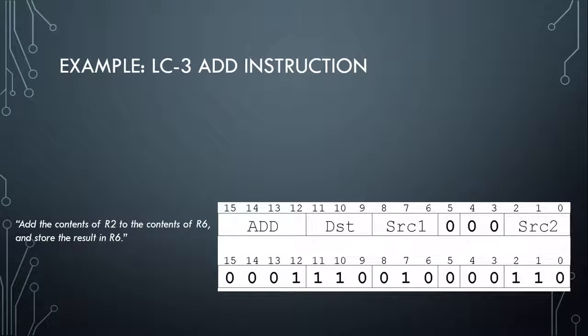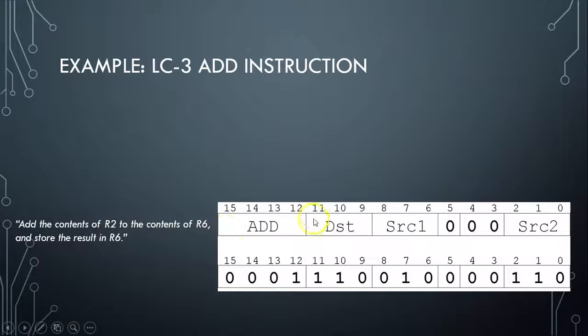So here's a quick example with the LC3 of an add instruction. If you remember, the LC3 uses 16-bit instructions. That means those first 4 bits, at positions 15, 14, 13, and 12, are the thing that tells the program what kind of operation we're doing. In this case, this is an add. What this does is add the contents of R2 to the contents of R6 and store the result in R6. So you can see in here what you have is a breakdown.